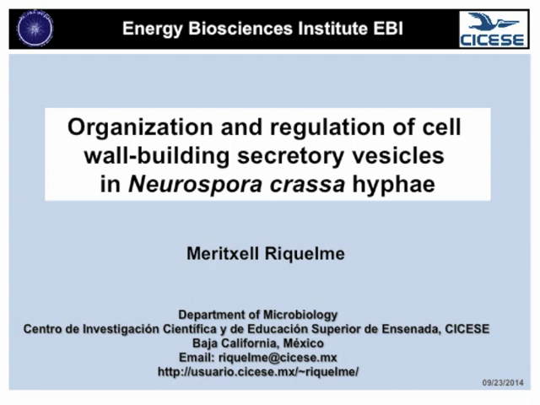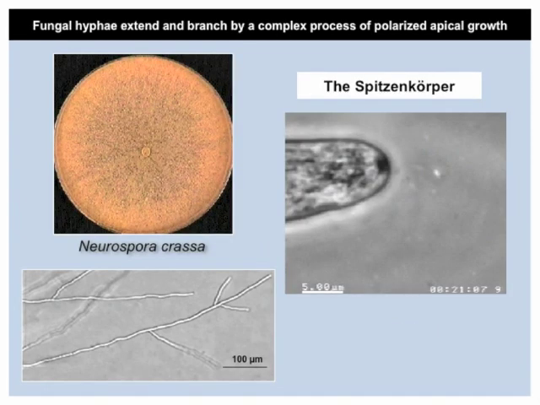I'm going to try to use the pointer, sorry, I cannot see the cursor here. So this is Neurospora crassa covering a petri dish with conidia, the asexual spores.